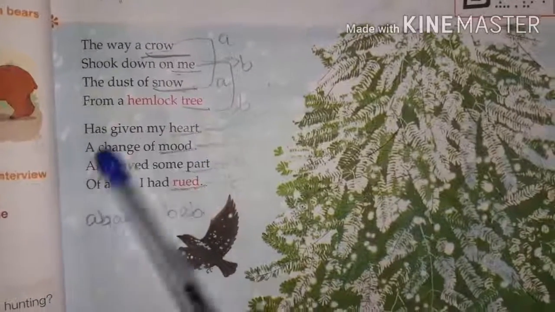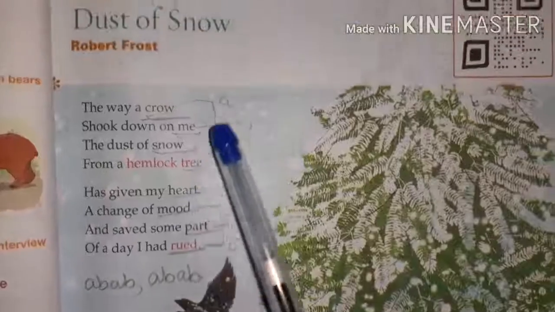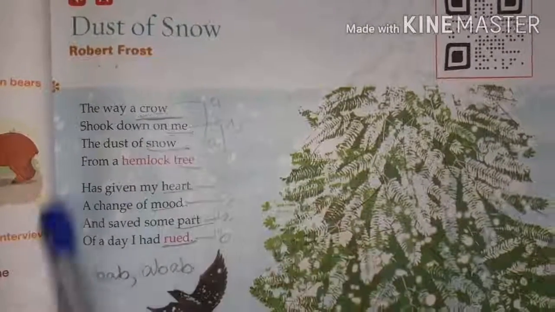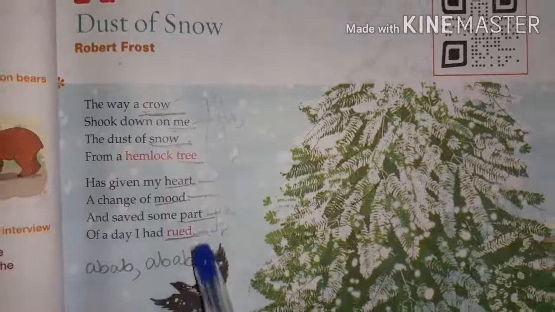Okay, and this is your assignment. You have to write this poem two times. Already I have mentioned, with the title and with the poet's name, and you have to write this two times.